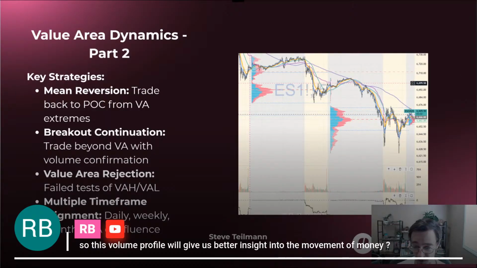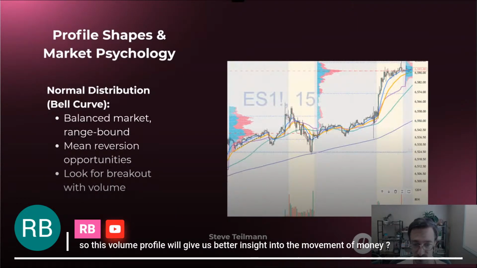All right, now we can move on here. So let's talk about these profile shapes and how they affect market psychology. And I keep getting ahead of myself, so I'm sorry if I'm repeating myself, but this stuff, I just love it. It makes a lot of sense to me, and I'm excited to share it.